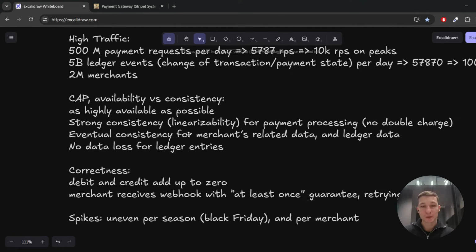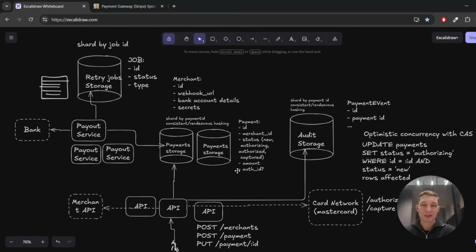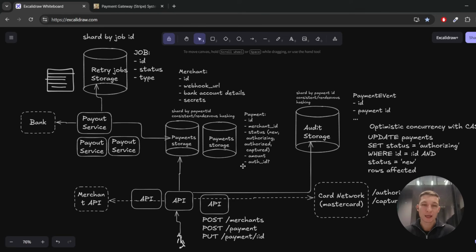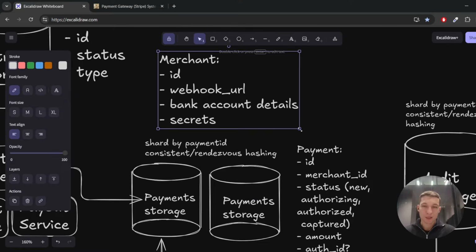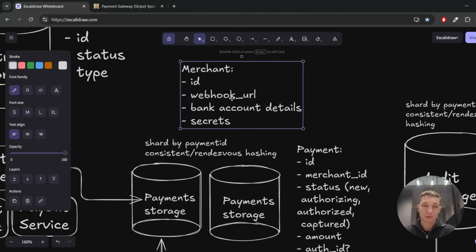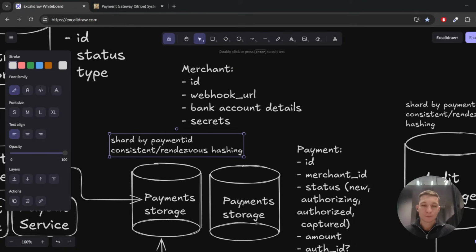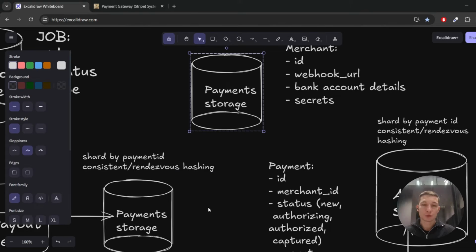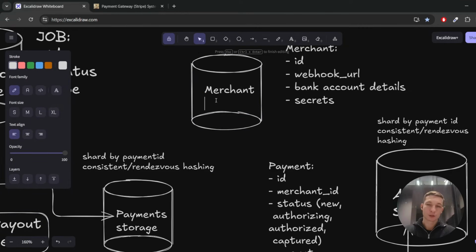We're okay with eventual consistency for merchant related data and ledger data, which is our audit storage, but we should ensure that there is no data loss for ledger entries. For merchant storage, I think we can be okay with losing merchant related data. One point here that you might notice is that if we shard by payment ID, we cannot work with merchant related data anymore, because based on payment ID, you don't know where this specific merchant data is located.